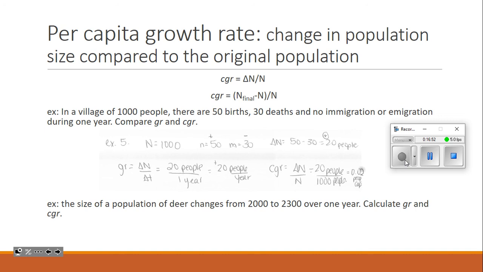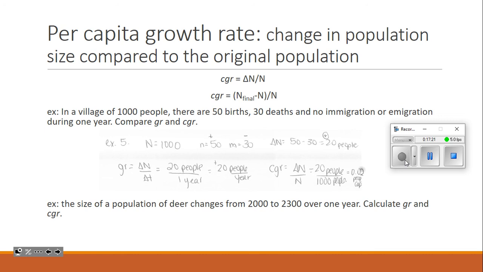So I took this 300 and I put it as delta n in my growth rate formula. It said it happened over 1 year again. It's not always going to be 1 year where the calculation is easy to do in your head like that. I just like to make it easy sometimes when we're doing examples like that. That means that my growth rate is 300 deer per year.